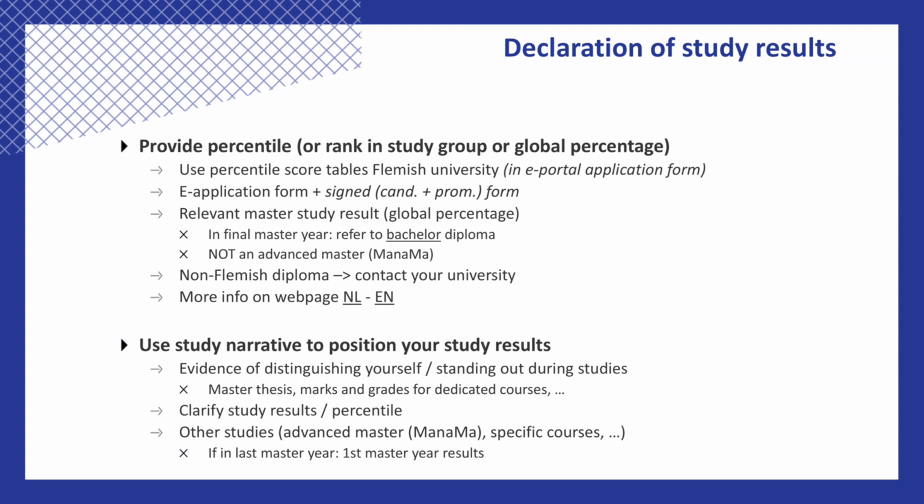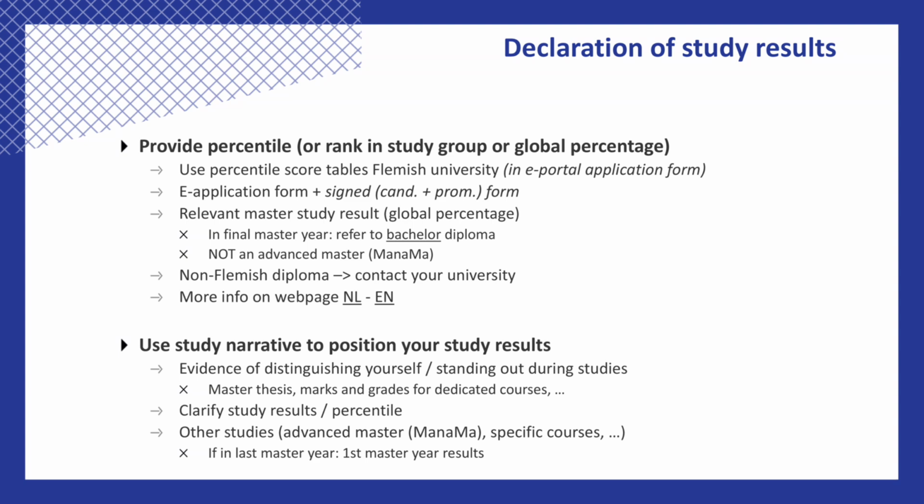If you have obtained your master diploma outside Flanders, please contact your university and give us as much relevant information as possible. Use the narrative section to describe your study results and put them in context. Highlight any ways that made you stand out during your studies. Maybe you did a master's thesis that received good grades or even an award, or you got strong grades in certain courses relevant to the proposed research. Don't hesitate to mention those.